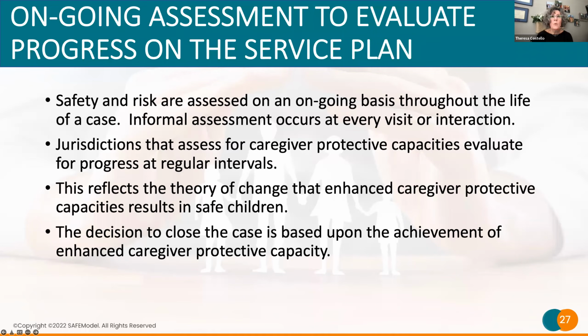And we do that because we're wanting to see if we have set in place a plan to work with a family to, for example, enhance caregiver protective capacities. We want to make sure we're evaluating the achievement of those so that we can move ourselves towards closure. So it reflects our theory of change about families, that if we can build the protective capacities, we can assure the safety of the children in the long run, and then Child Protective Services will not have to be involved with that family.